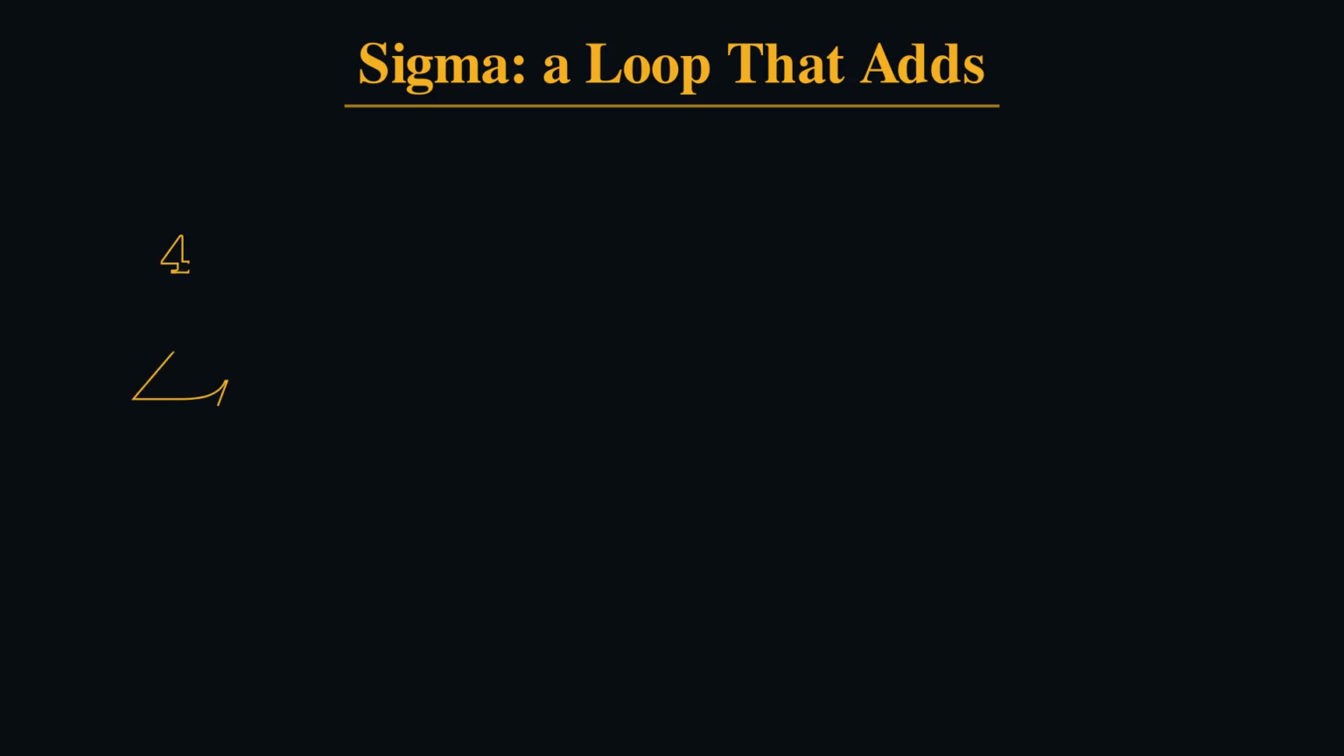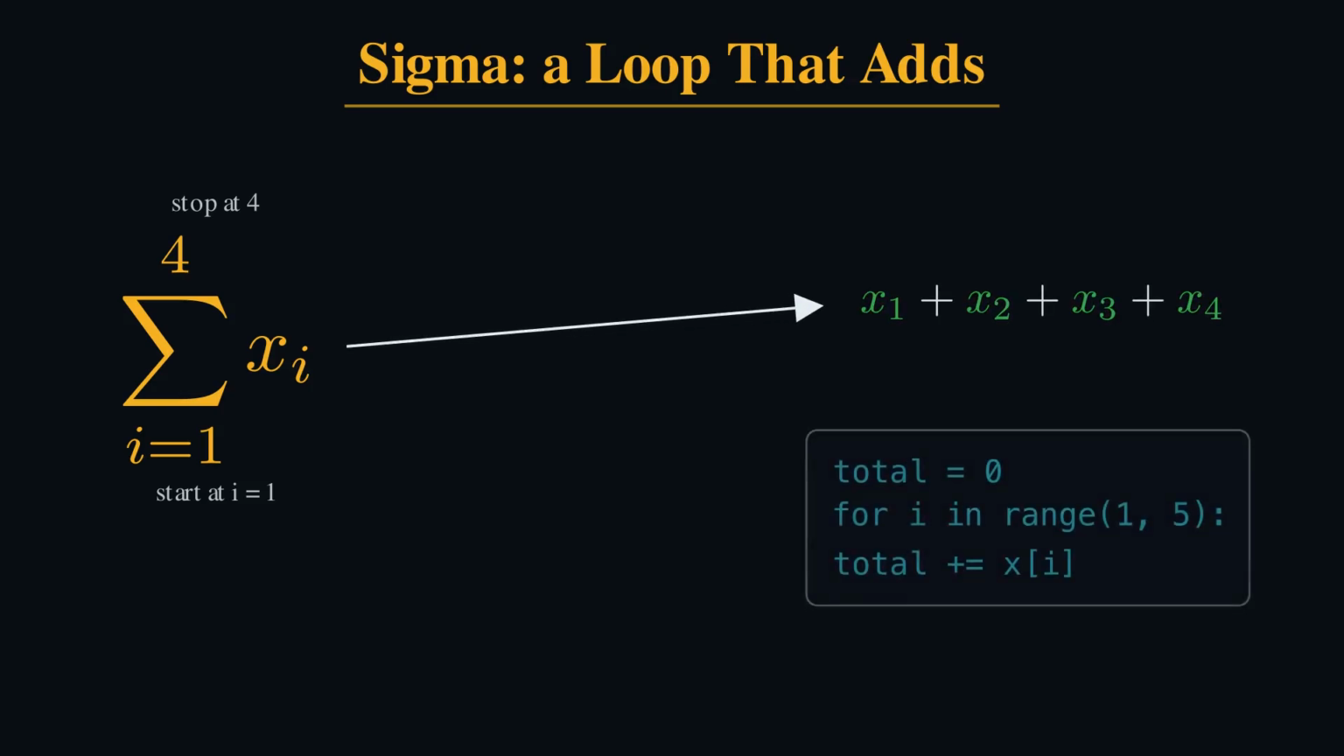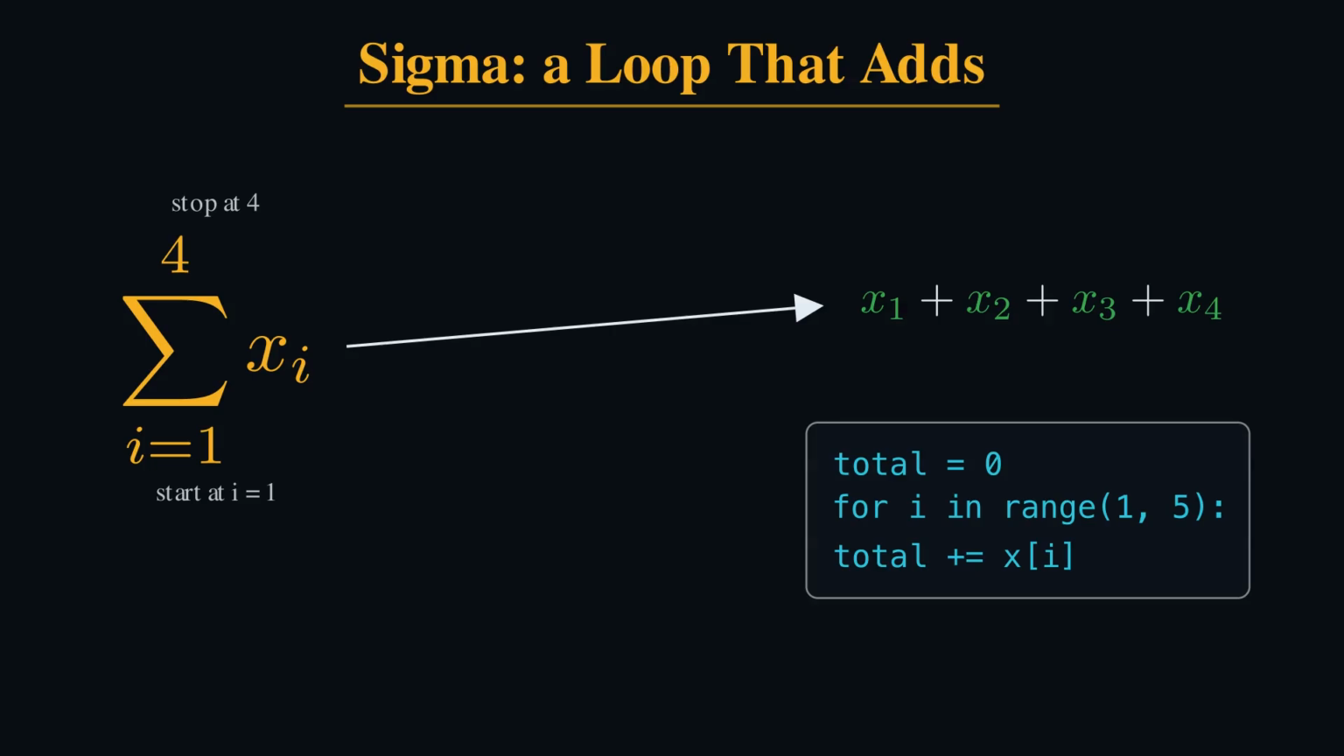First, the big one. This is sigma, the Greek letter S, and it simply means add things up. The number below says where to start, i equals 1. The number on top says where to stop, 4. And x sub i is the thing we add at each step. So let us unroll it. Sigma from 1 to 4 of x sub i is nothing more than x1 plus x2 plus x3 plus x4. That is it. It is a for loop that keeps a running total. On the right, the exact same idea written as code.